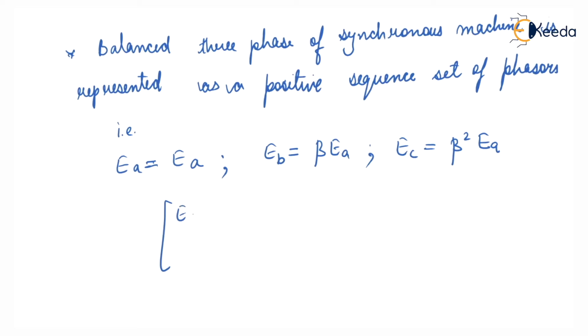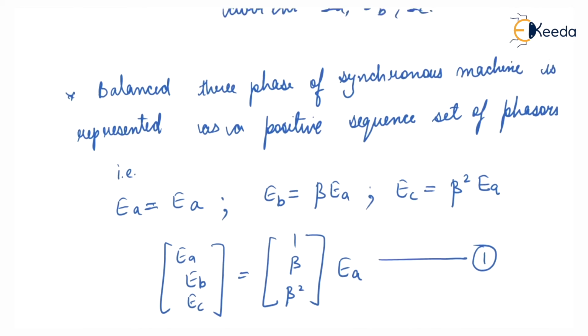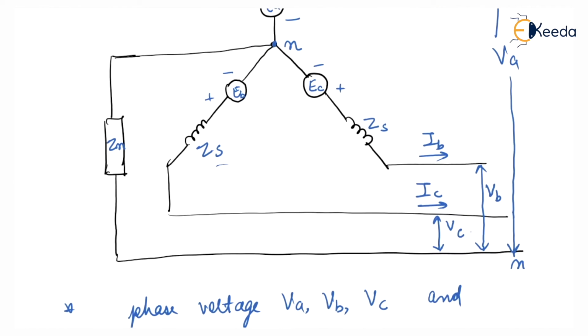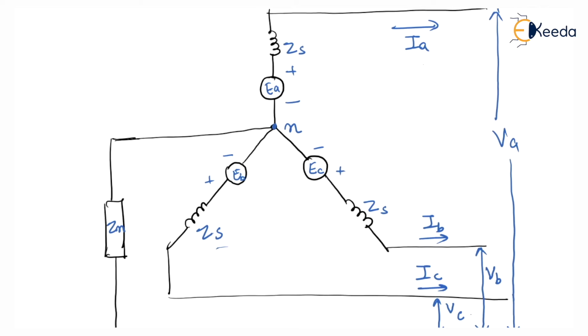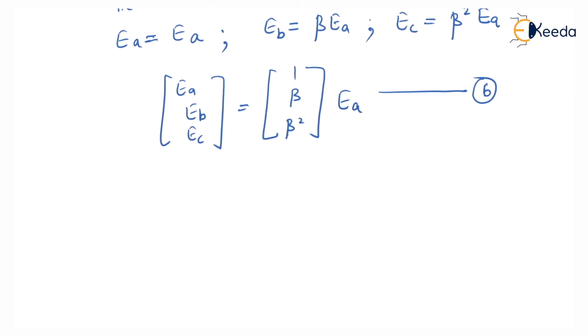Or in matrix form we can write EA, EB, EC equals 1, beta, beta square, into EA. Suppose this is equation number 6. So from the figure, applying KVL, we can write VA is equal to EA minus ZS into IA minus Zn into In.